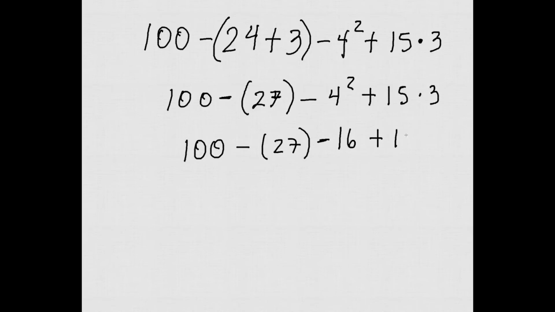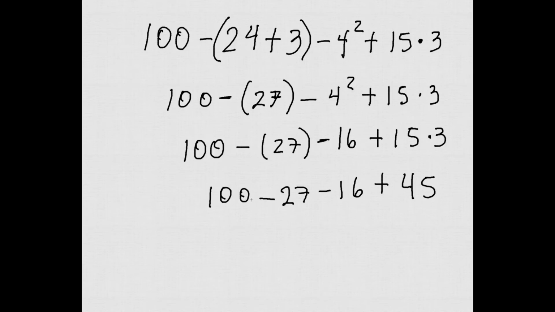Plus 15 times 3, sorry. Then we need to do multiplication or division, depending on the order. From left to right, we see if we have any multiplication, and we have one multiplication over here. So we do that multiplication. 100 minus, we can go ahead and take out this parenthesis, 27 minus 16, now plus 15 times 3. 15 times 3 is positive 45.